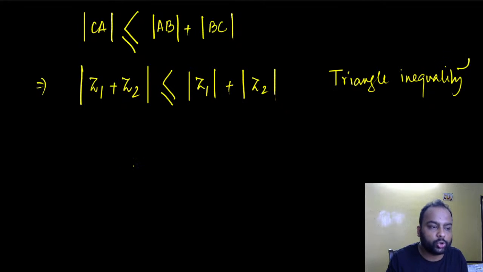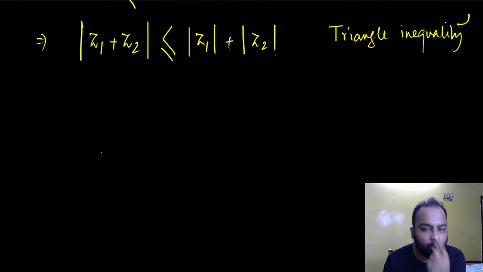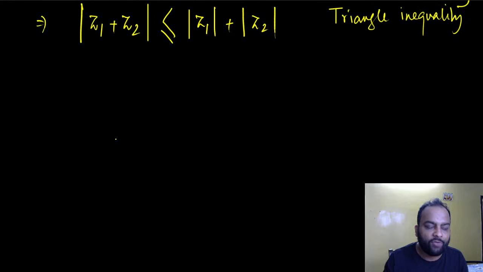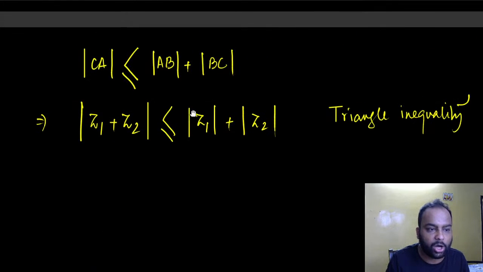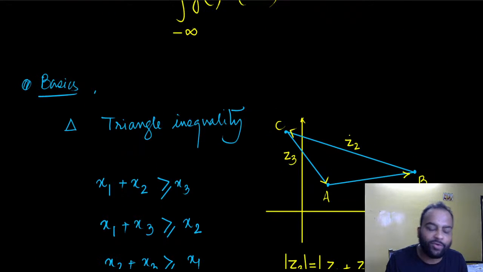Now this is not just true for complex numbers, and this is not just true for two complex numbers. This is true for any number of complex numbers, because this definition is true for any polygon, right? If you have a polygon with n number of sides, then the sum of individual lengths of n minus one number of sides would be greater than the remaining side, of course. So if you have a pentagon, then the sum of the lengths of any four sides would always be larger than the length of the fifth side.